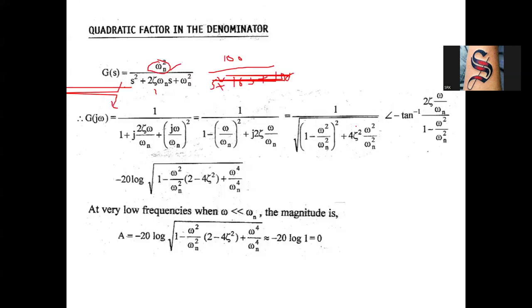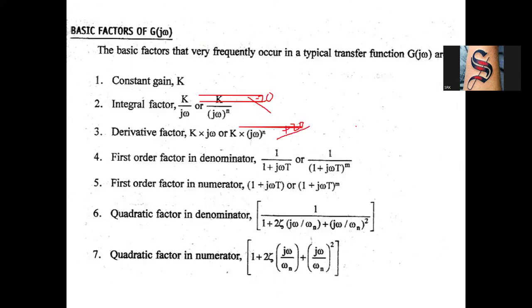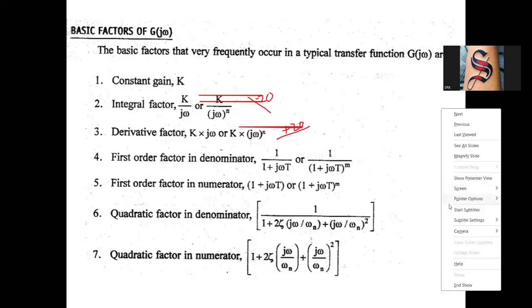hope it's clear. So just once again, we'll briefly recollect all the points. The basic factors of any transfer function are constant gain, integral factor, derivative factor, first order in the denominator, first order in the numerator, and quadratic factors.